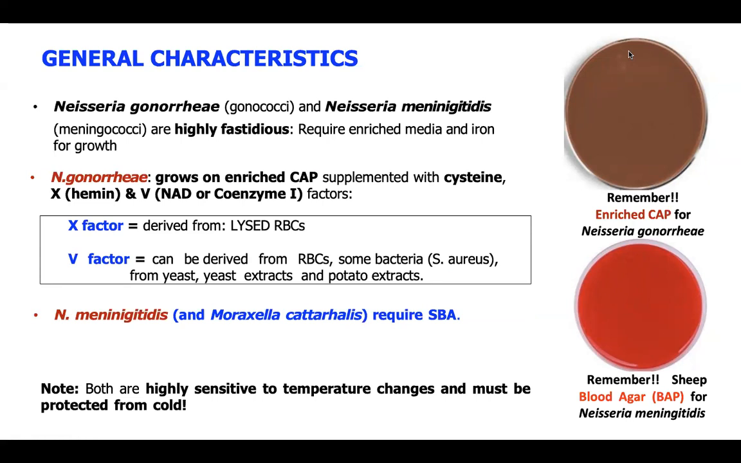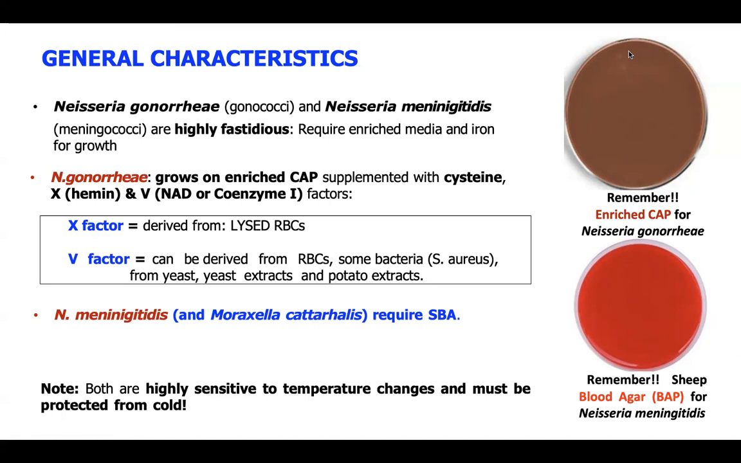Okay? So, they are highly fastidious, which would mean they are very demanding, they need additional nutrients for good growth. So, they would require enriched media, enriched with iron, blood components, like say for example, Neisseria gonorrhoeae, it grows well on enriched chocolate agar plate that should have supplement such as cysteine, okay? The X factor or hemin, the V factor or NAD, nicotinamide adenine dinucleotide or the coenzyme 1. Okay, both X and the V factor can be derived from lysed RBCs, but V factor has other sources.